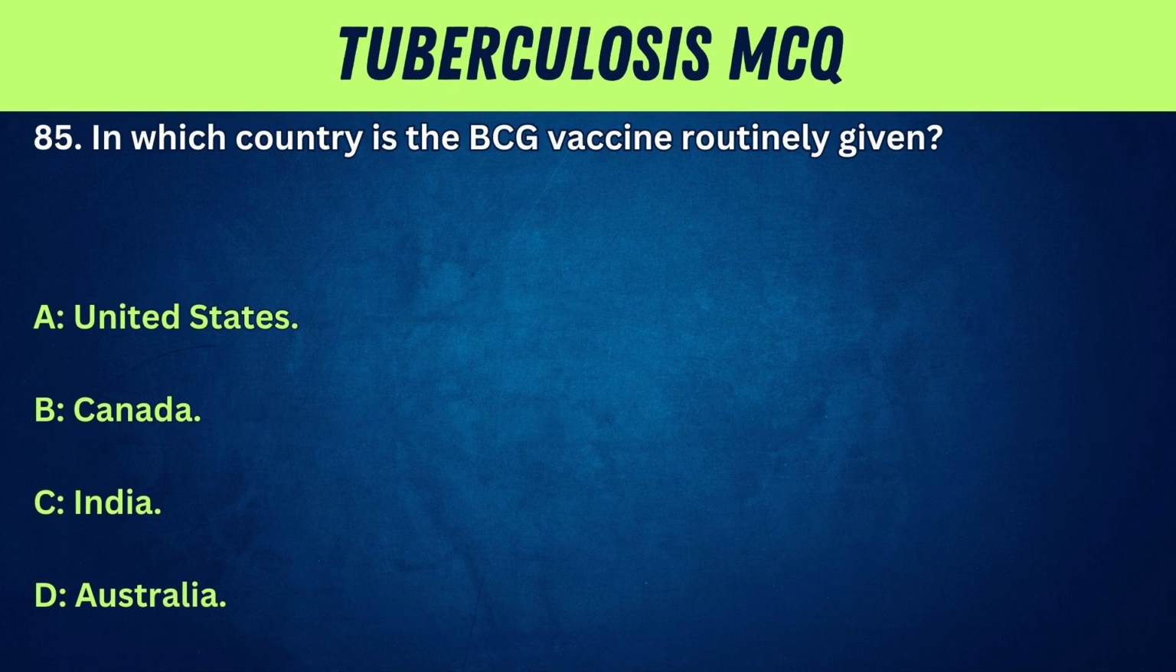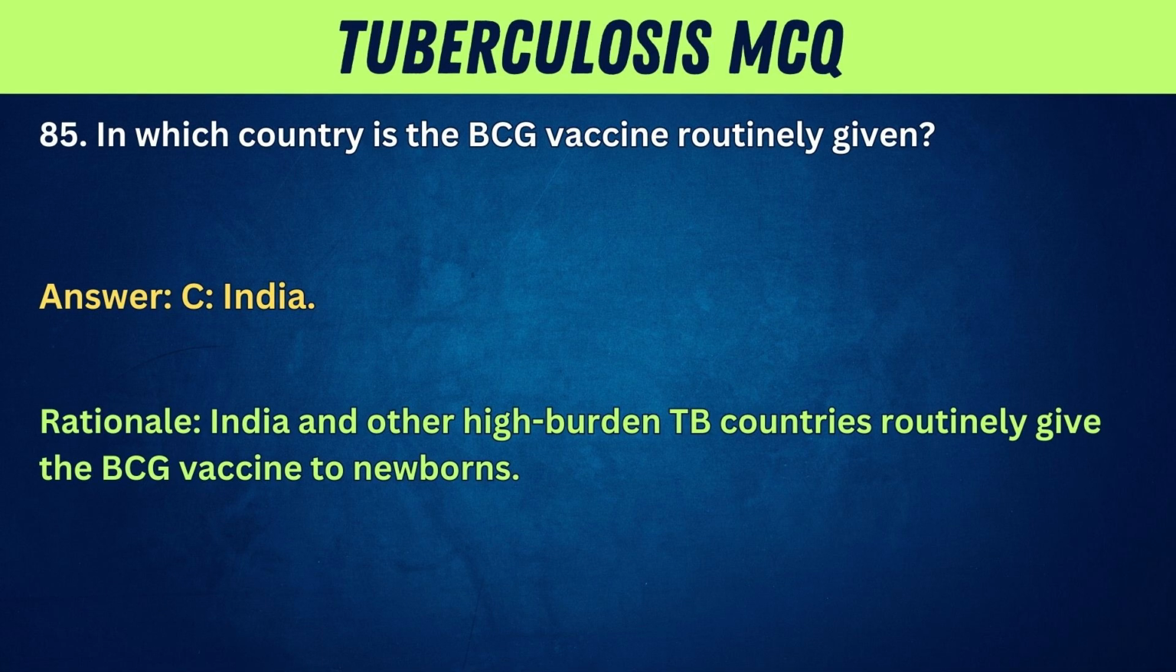85. In which country is the BCG vaccine routinely given? A. United States. B. Canada. C. India. D. Australia. Answer: C. India. Rationale: India and other high-burden TB countries routinely give the BCG vaccine to newborns.